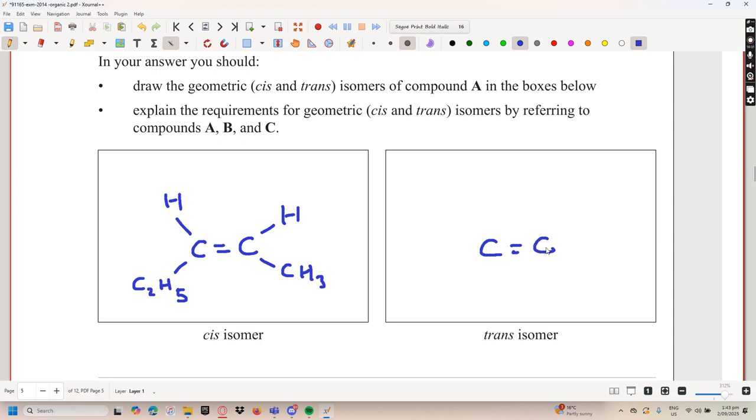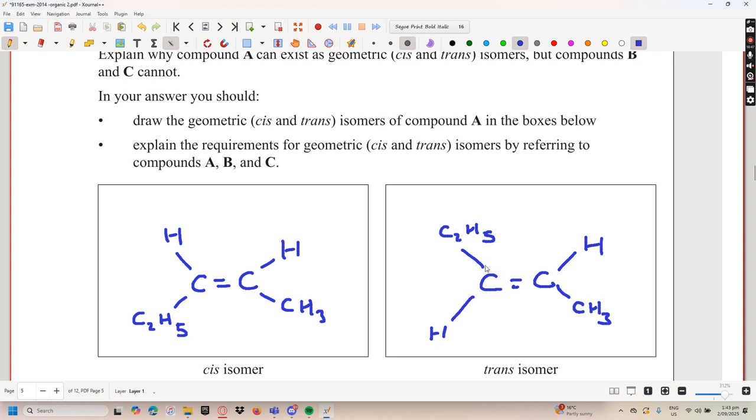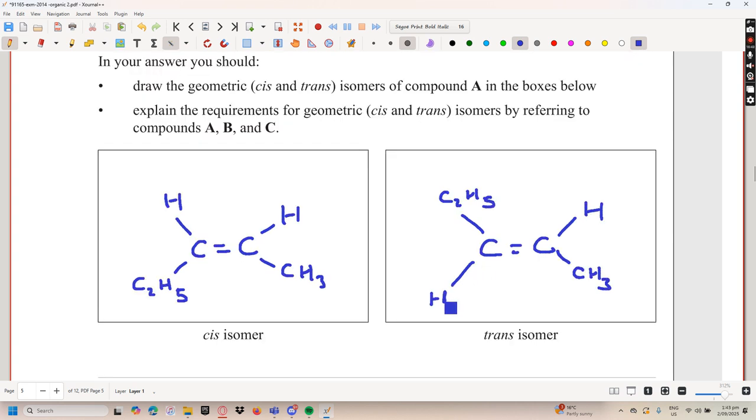Whereas the trans isomer will be like this. So what's going on there? Well, it's just rotated such that the H's are opposite one another. In space, these are two very different arrangements. You can't spin this carbon around to put this H here and this one there. It won't turn because it's stuck in a double bond.